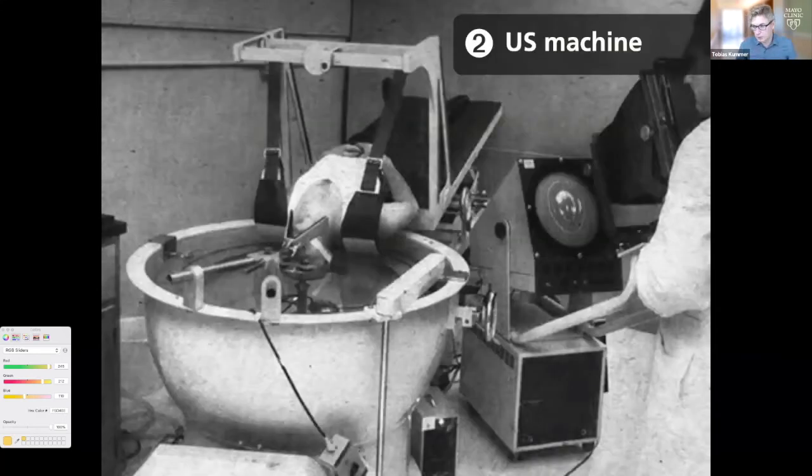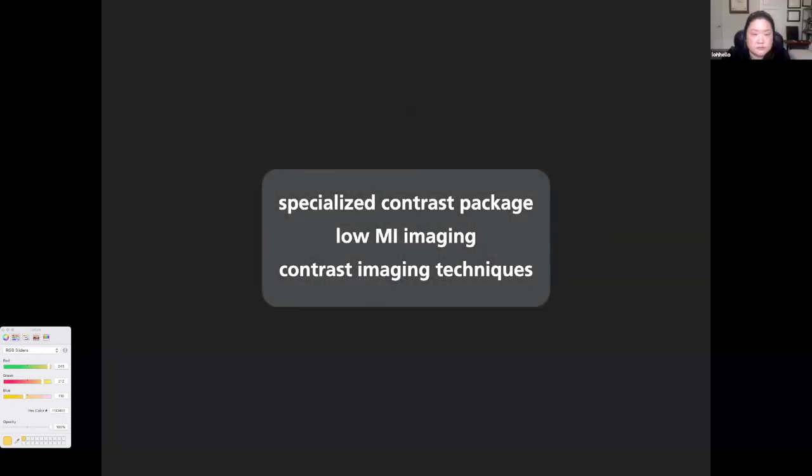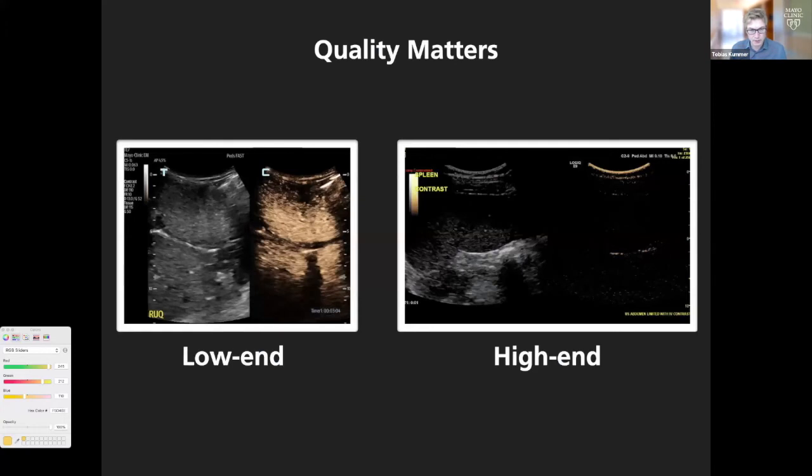So what about your ultrasound machine that you have? What you need is, not every machine can do it. You need a specialized contrast package that can do this lower energy imaging, low MI imaging. It needs to have some very specific contrast imaging techniques. And also quality matters. There are differences in quality.